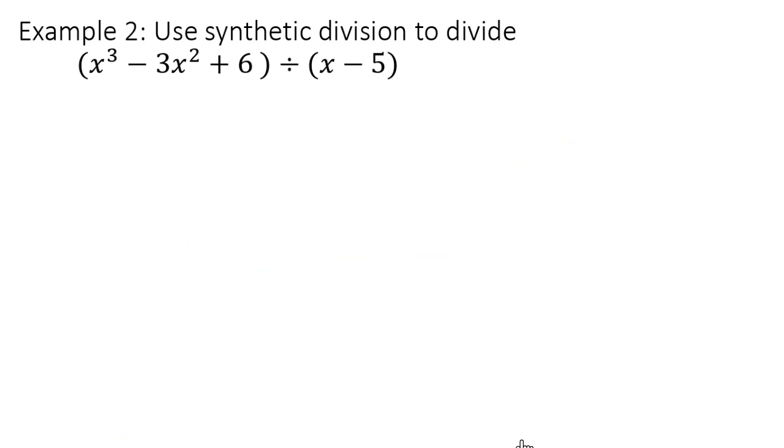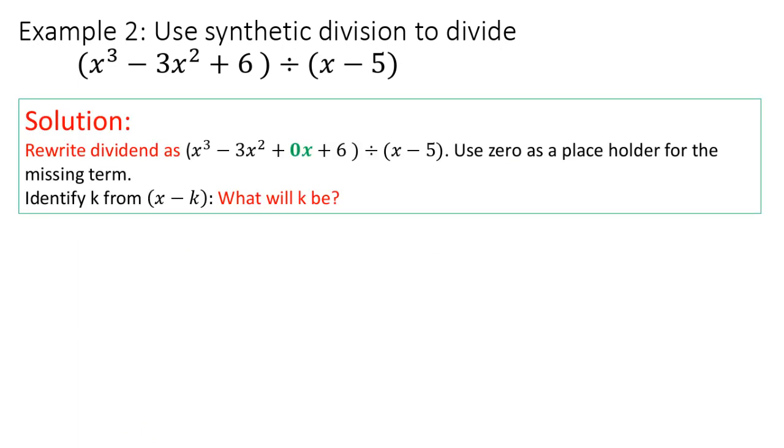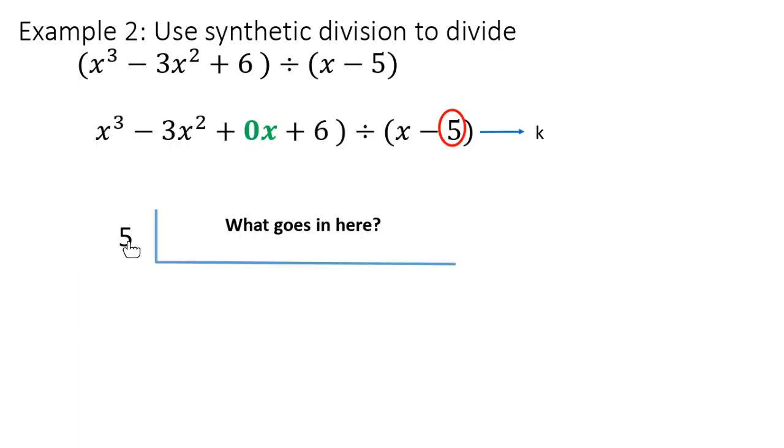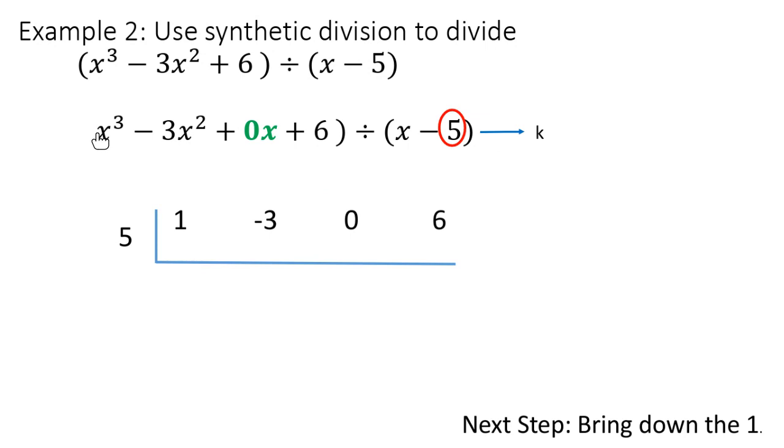So let's try another example. So here we have x cubed, minus 3x squared, and 6. And then we are dividing by x minus 5. So this is already in the right form, so our k is going to be 5. And now notice that we're missing a term here. We went 3, 2, and then we should have had an x here, but we don't have one. So we want to make sure that we use a 0 to fill that missing term. So my coefficient for x cubed is 1. Then we have negative 3. I'm going to put a 0, and then we have a 6.